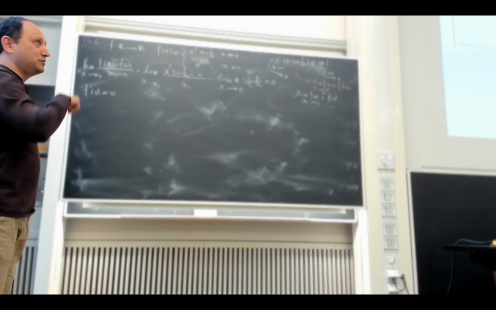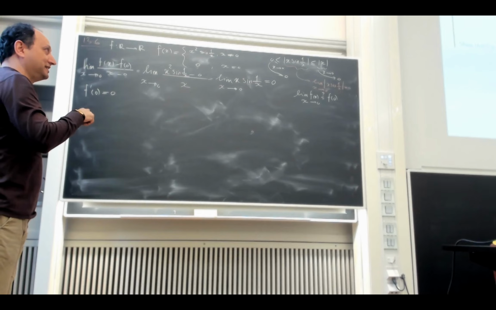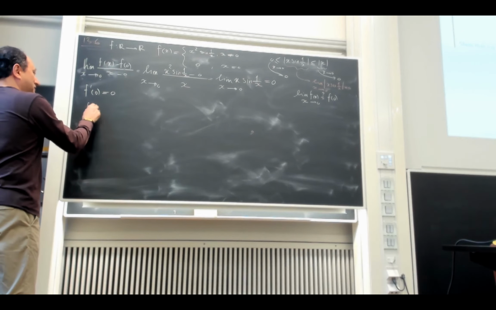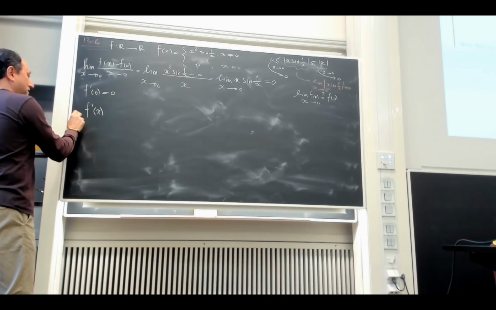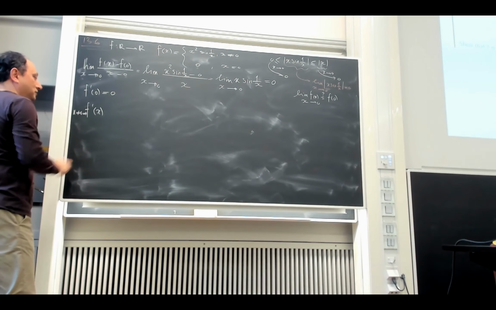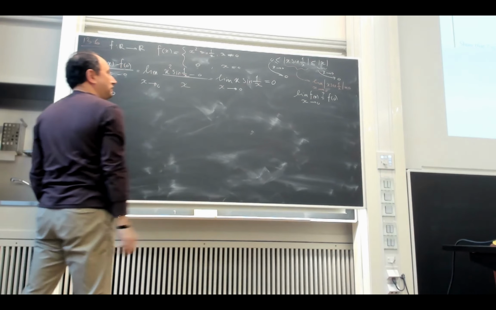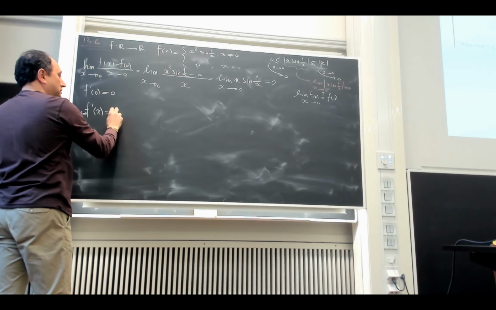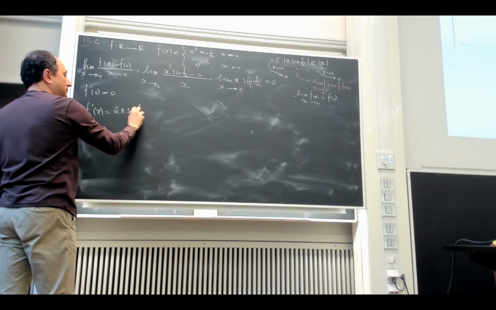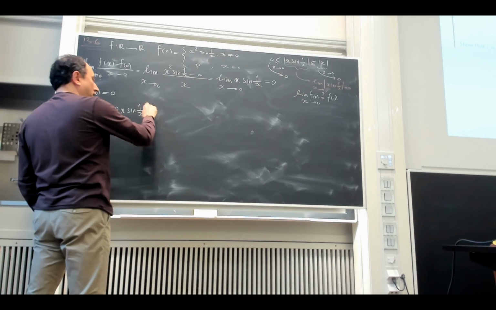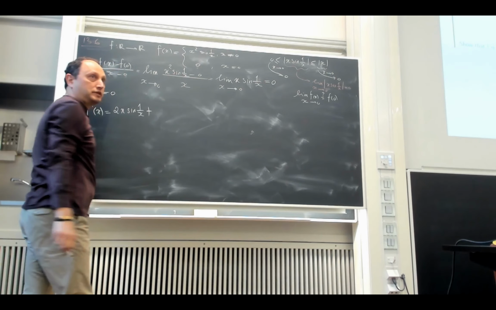So it might be I have to skip because there are many things to cover. But how can I calculate the derivative? So if x is not equal to 0, the derivative is the derivative of this function. By the product rule, the derivative of the first one times the second one itself, plus the first one times the derivative of the second one.